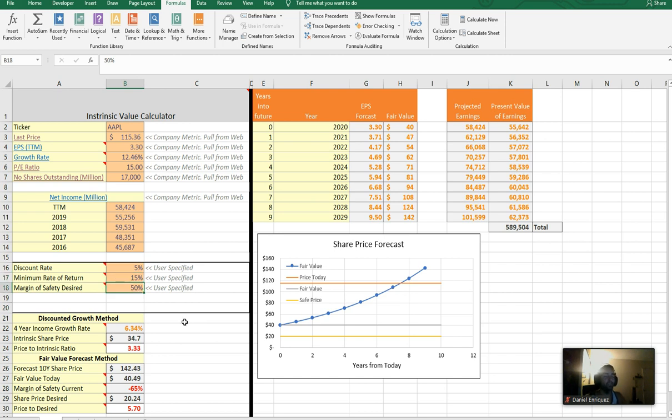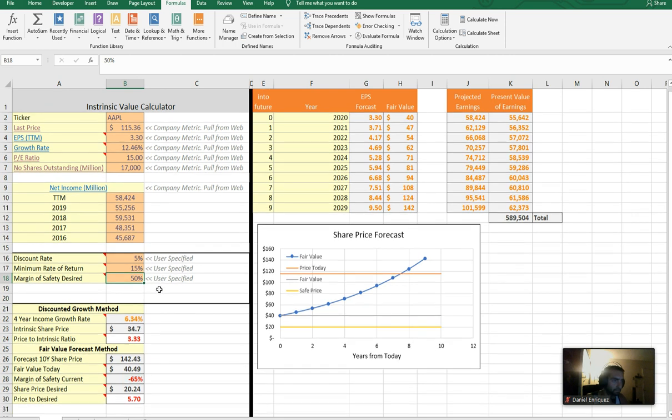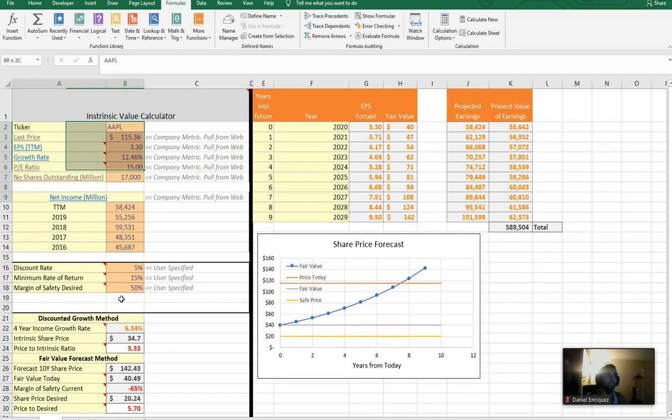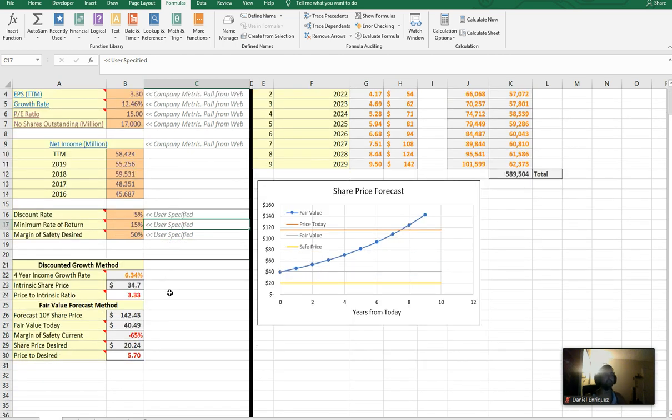Now the margin of safety is going to be used in the fair value calculation to determine what price you would want to enter the stock at, such that you have a 50% margin compared to its future value. So 50% is what I recommend, but you can go down as low as 30% if you really believe in the company or have a higher risk tolerance. Anyways, once you input these couple rows, you could be done. Everything else just calculates downstream.